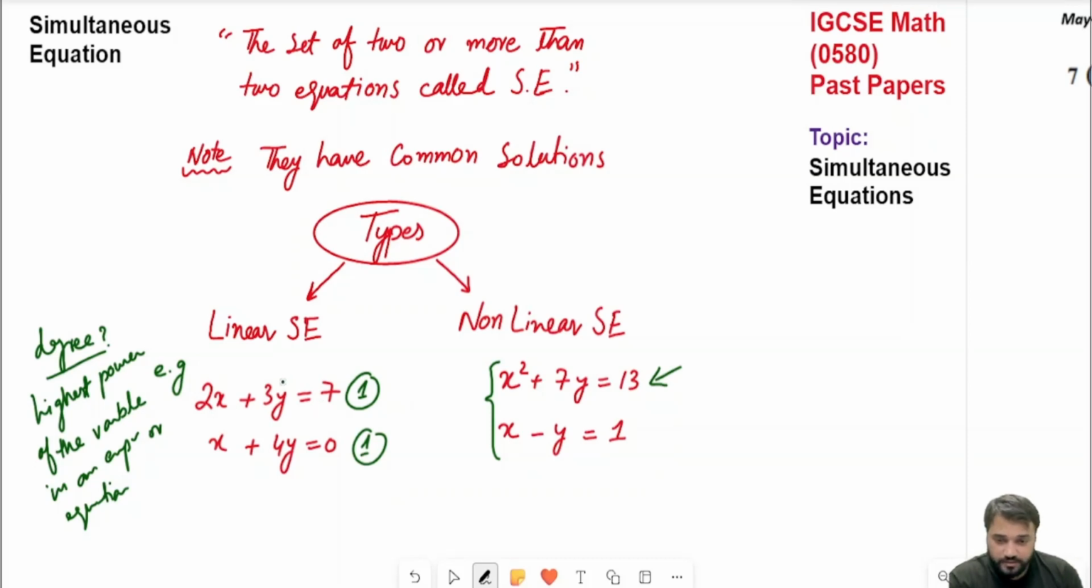Now the real question is how to solve linear simultaneous equations and non-linear simultaneous equations. There are more than 2 methods to solve both the equations, but in IGCSE, that is 0580 code, we have 2 methods. The first one is elimination method and the second is substitution method.